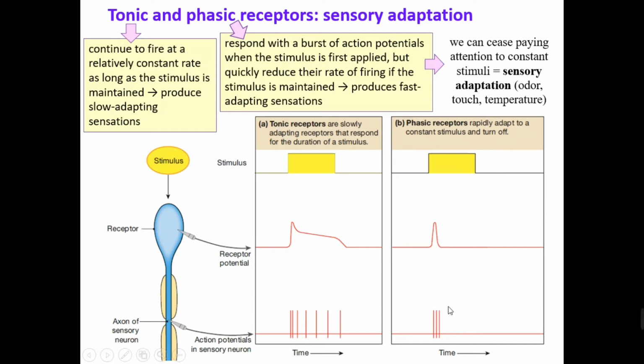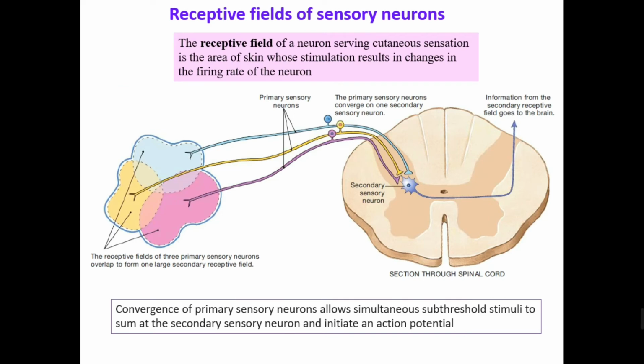It means that the stimulation continues, but there is no action potential. For example, for the temperature, for the odor, and maybe for the tastes, we have these phasic receptors and also the phasic adaptation. And also about the receptor field of a sensory neuron. The receptor field of a neuron, for example, for the cutaneous sensation, is the area of the skin whose stimulation results in changes in the firing rate of the neuron.